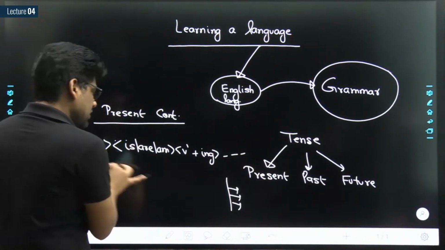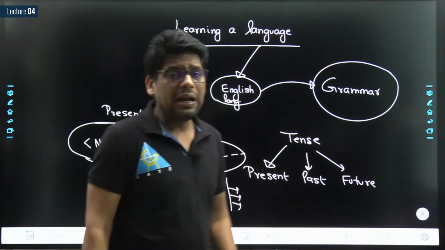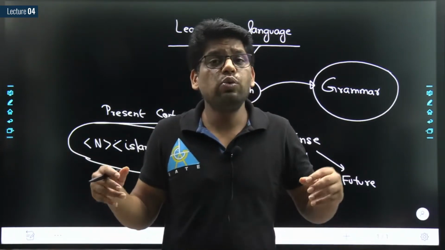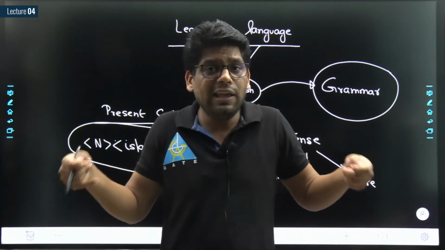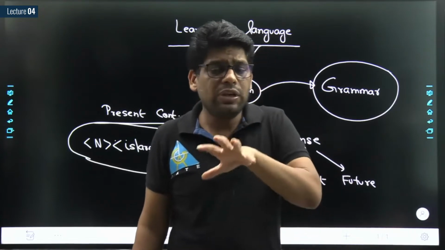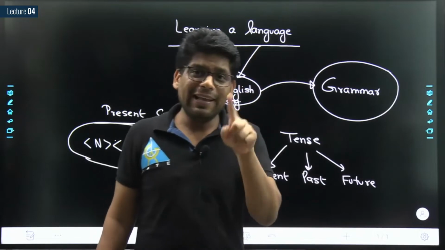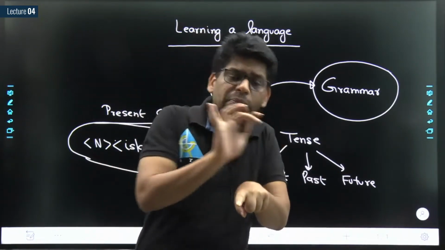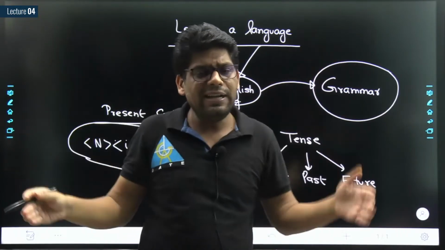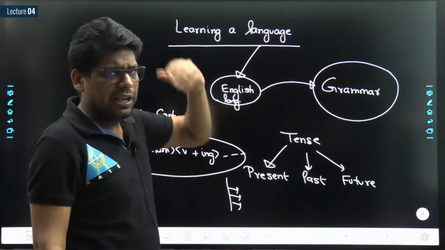Sir, what is this? Are we creating a sentence? No, sir. We are learning how to write a sentence in the English language. So what are we learning? We are learning the rules for making sentences. Learning a language means we are learning some rules. We are learning rules that will validate whether a sentence is correct or not. Same thing is with a programming language.